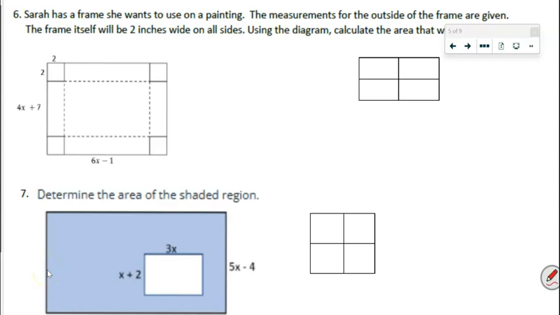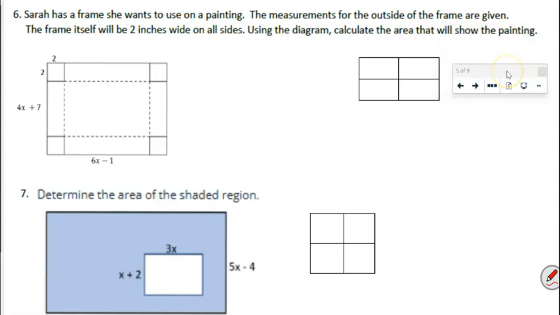Okay, so remember, this says Sarah has a frame she wants to use on a painting. The measurements for the outside of the frame are given. The frame itself will be 2 inches wide on all sides. Using the diagram, calculate the area that will show the painting. Okay, so we want to know this, and we have all of this.